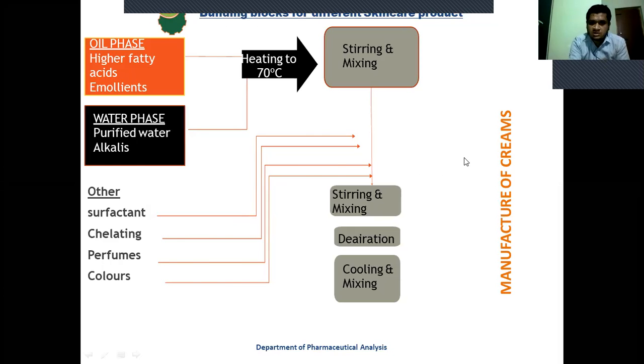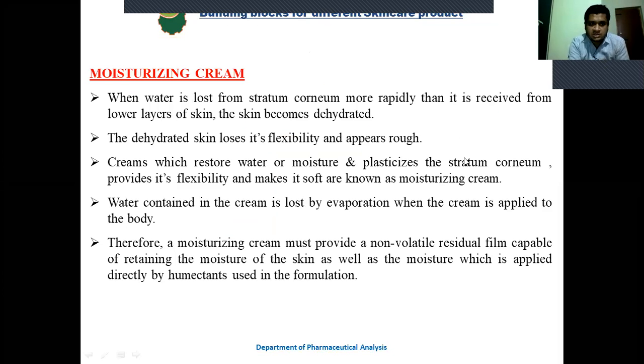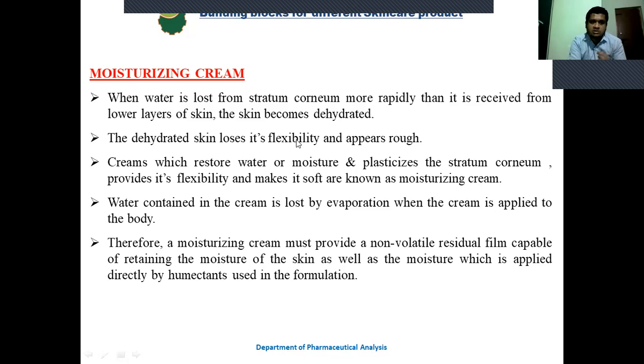The next one is one type of cream. It is called moisturizing cream. From the name only, you can easily identify that the moisturizing cream will retain the moisture and provide moisture to the skin. So why is it required?